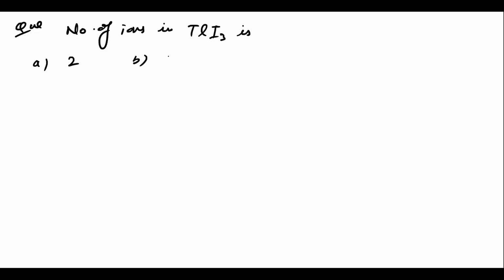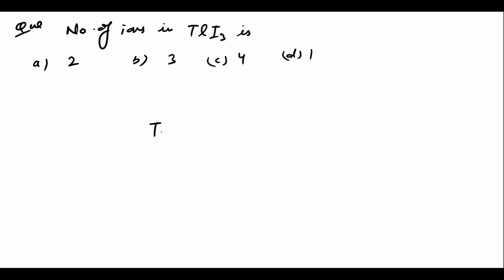If I talk about this one, that question is sometimes asked in the NEET or JEE exams. Number of ions in TlI3 is A option 2, B option 3, C option 4, D option 1. Number of ions in TlI3. 3. D.